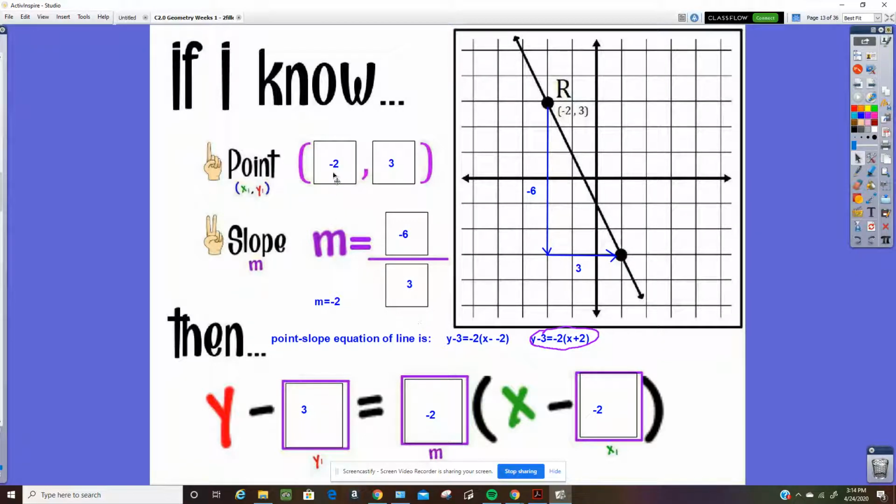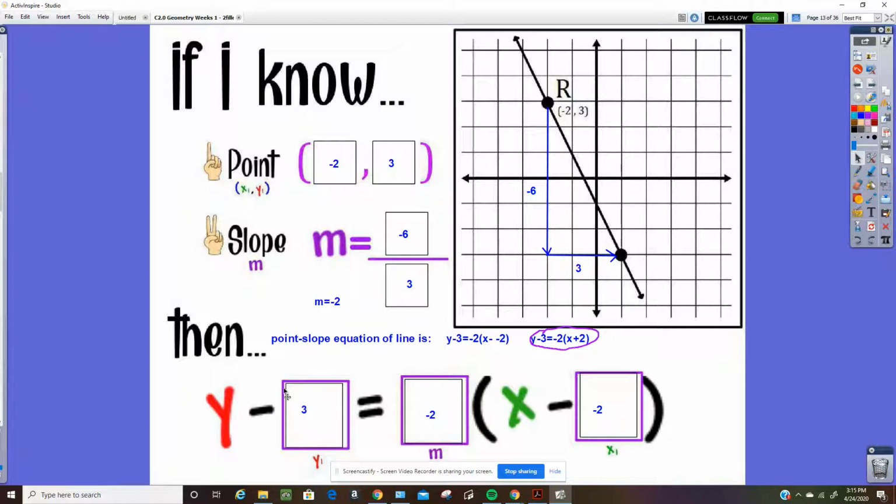So the point is -2, 3, and the slope is -2, and therefore if I plug in the point slope formula line, it would be y minus this 3 here. The slope is -2, and then x subtract the x value of the point, which is -2. And so I end up with y minus 3 is equal to -2 times x plus 2. That's the point slope formula line.